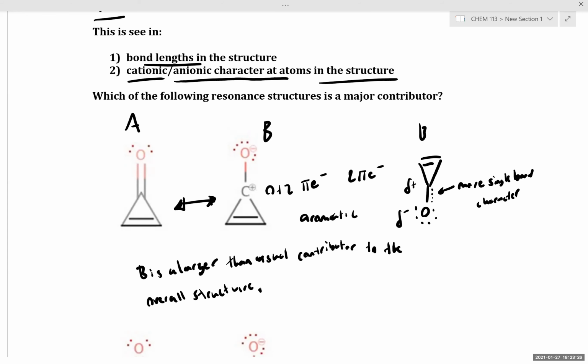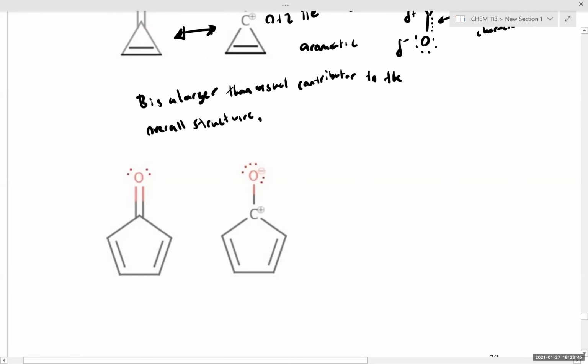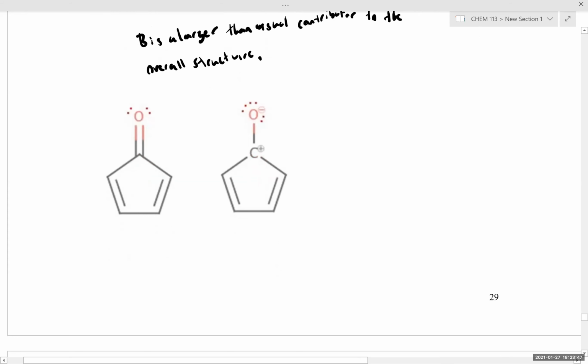Does that idea make sense to everyone? Okay, so let's keep going with this. We'll take a look at the following pair of resonance structures, and I'd like you to tell me which of these structures, A or B, is the most major contributor. Which of these structures has the greatest contribution to our overall structure?